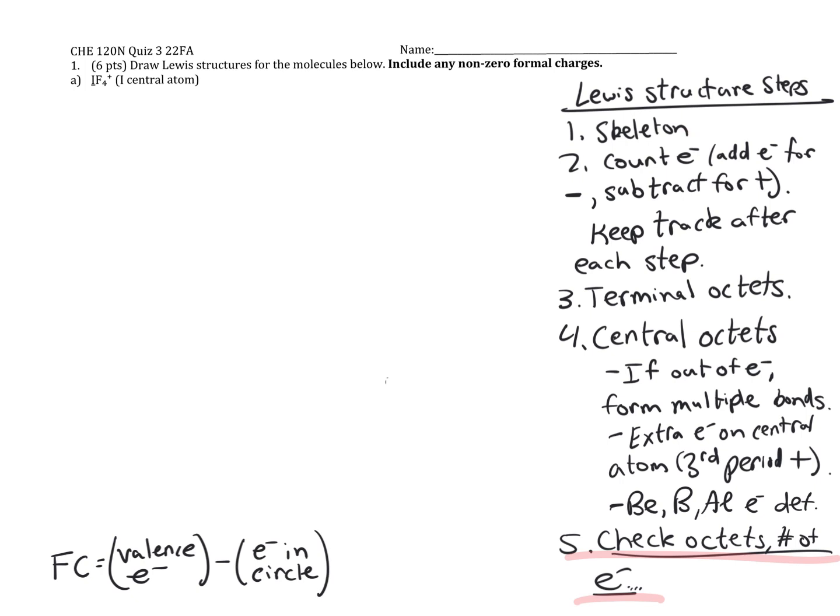First, we write the skeleton structure, so IF4+. Then we need to count our electrons. In this case, I brings 7, and fluorine, based on where it is in the periodic table, each brings 7. And we have a plus charge, so we need to subtract an electron there, so -1. That gives us 28 plus 6 is 34 valence electrons in this structure.